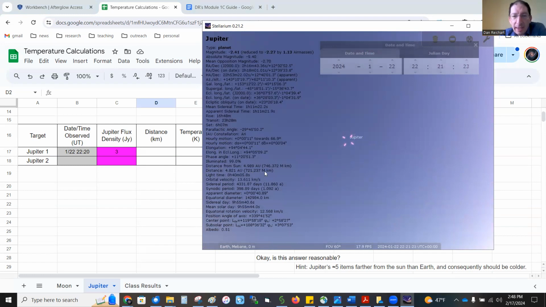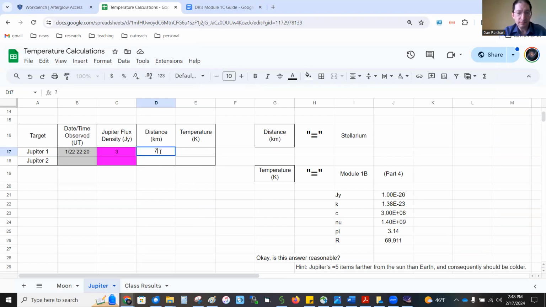721 million kilometers. That M means million, so times 10 to the 6. So 721e to the 6. Change that to 7.21 times 10 to the 8. Okay, now we have everything we need to calculate the temperature.